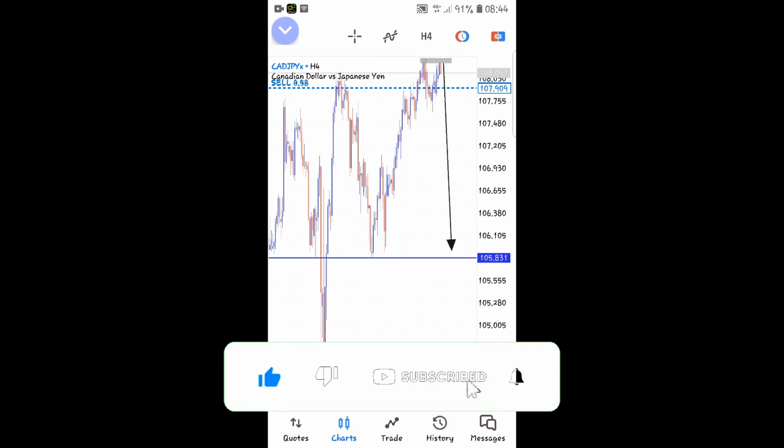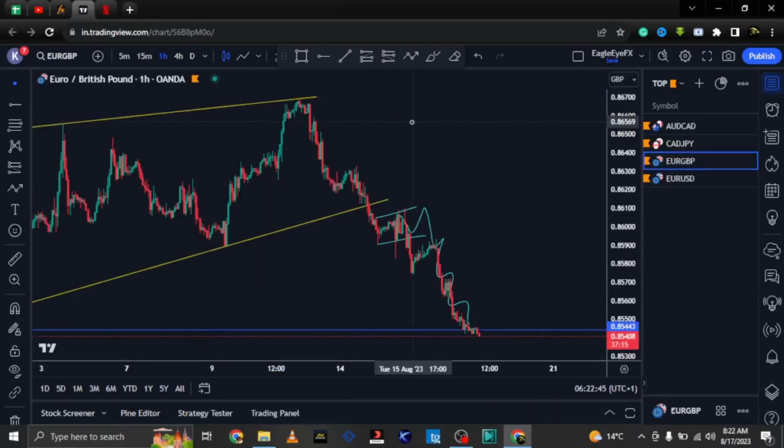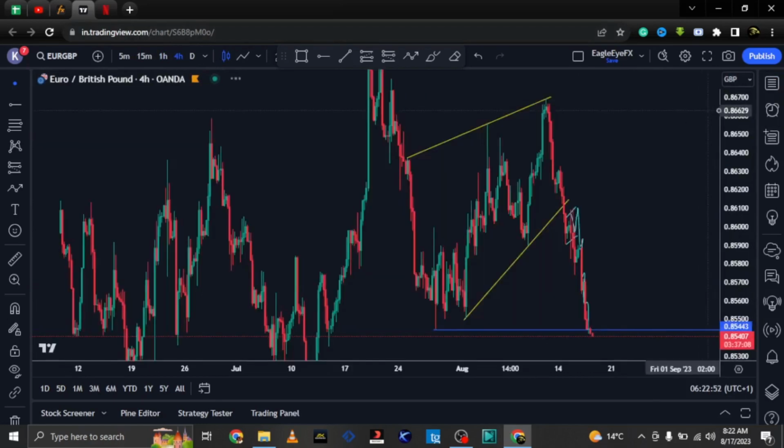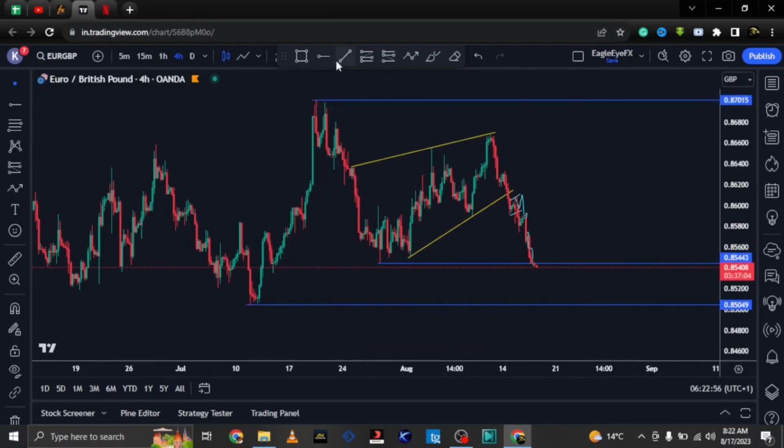Let's continue. So the other one was Euro GBP. Okay, this is a trade that I missed. I missed this trade actually because of work, but you can see I'd actually drawn it. Now the mindset behind this was that, so you can see we had a fantastic structure over here.